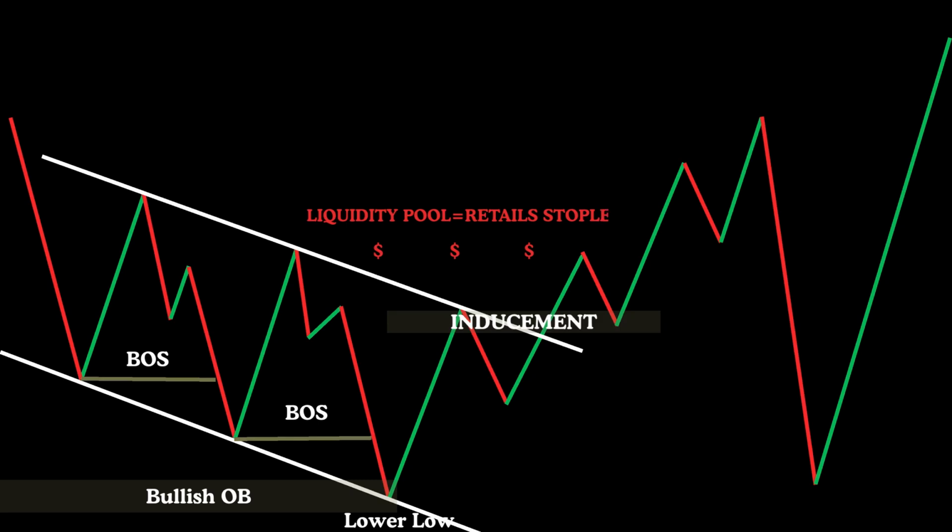They'll also typically place their stop losses just above that area, forming a visible liquidity pool. And as we've covered before, market makers always aim to target and sweep such liquidity zones. So in this scenario, price continues pushing up, breaking through structure and even violating the upper boundary of the channel. This move triggers stop losses of those premature sellers and injects momentum into the move.